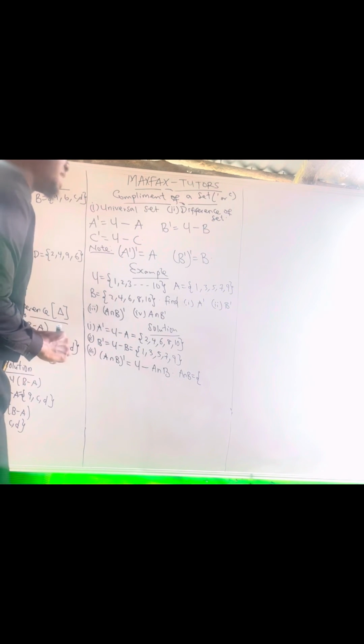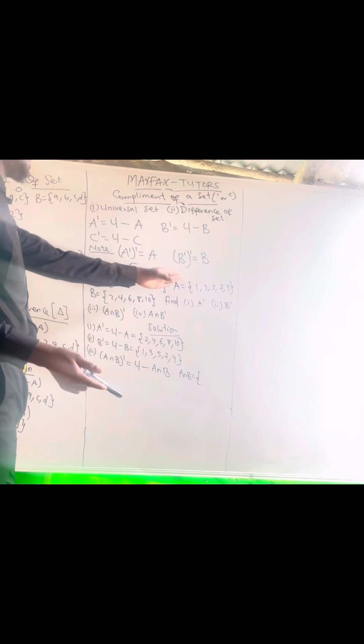And guys, do not forget that A intersection B simply means the elements that are common to set A and set B. What are the elements that are common to set A and set B? There is no element that is common to what? Set A and set B. So therefore, the A intersection B will be an what?